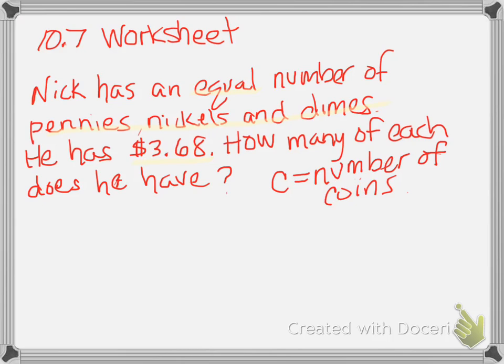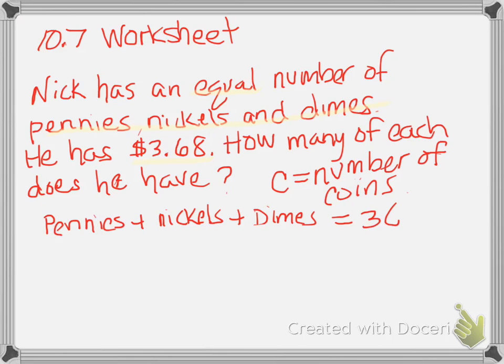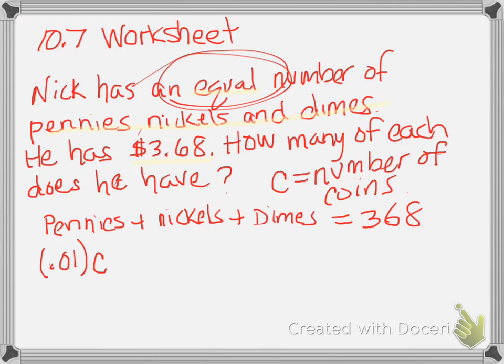So if you think about adding up your pennies plus your nickels plus your dimes, that is supposed to equal 368. But again, you can't have 3 variables. So let's talk about pennies. If you know how many pennies he has, and each of them is worth 1 cent, you can go 0.01 times C, the number of pennies. C is going to be consistent throughout all of them because they said there was an equal number.